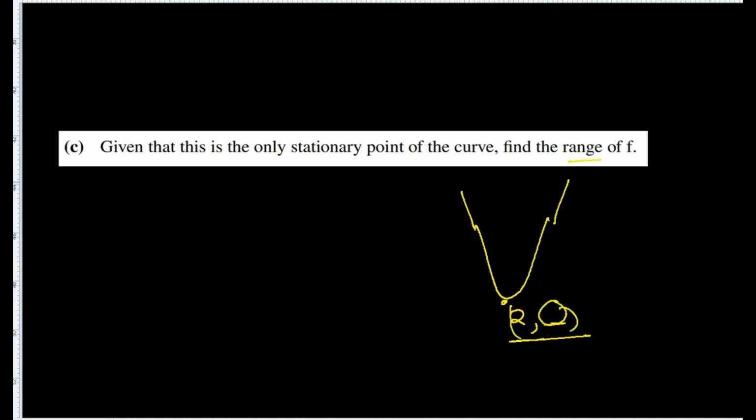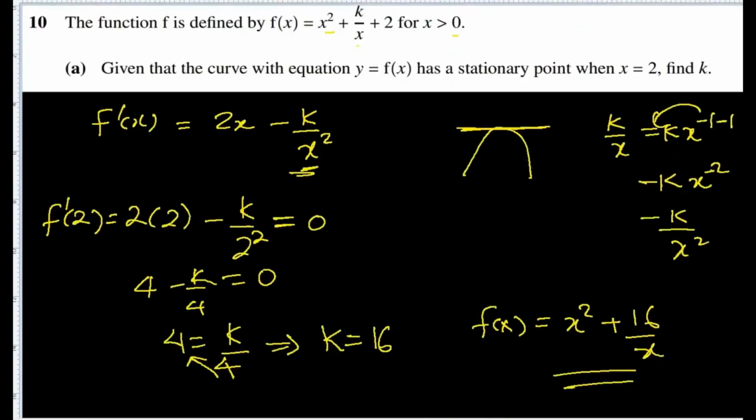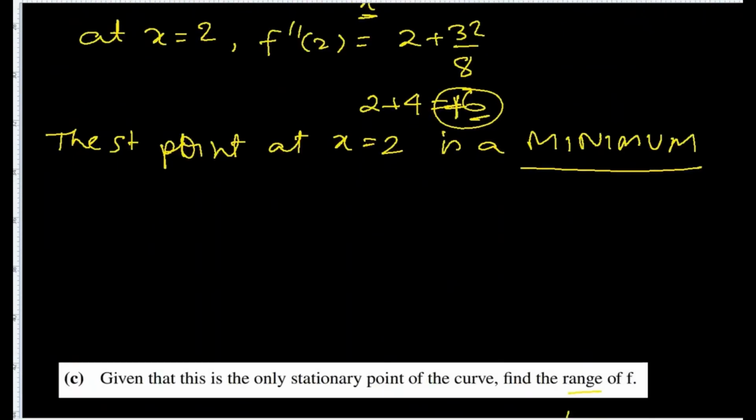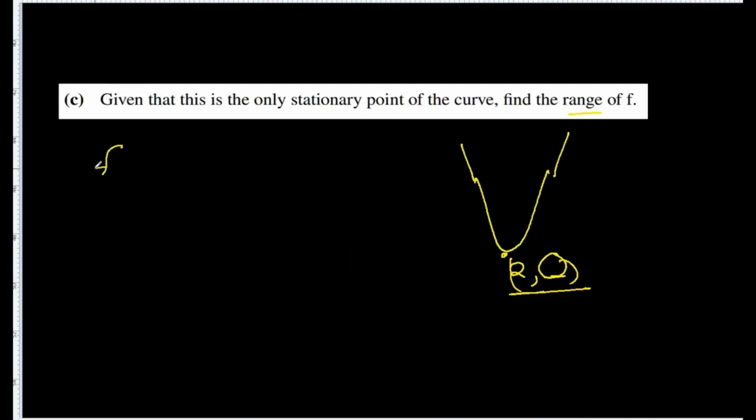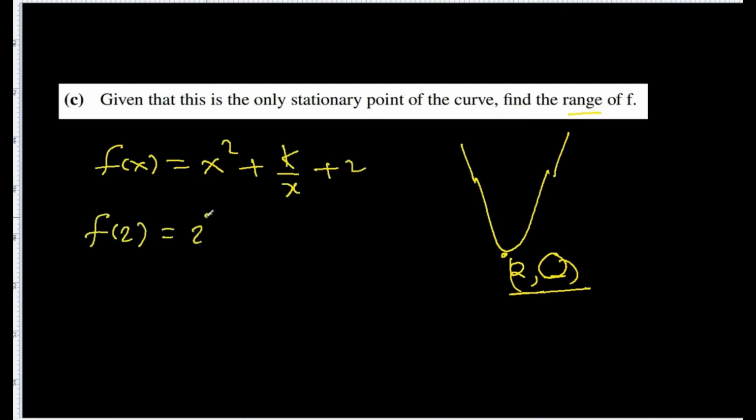So let's find the y value using the same main equation of the curve, f(x) is x squared plus k over x plus 2. So f(2) will be 2 squared plus 16 over 2 plus 2. So 4 plus 16 over 2 is 8, plus 2. That becomes 14.